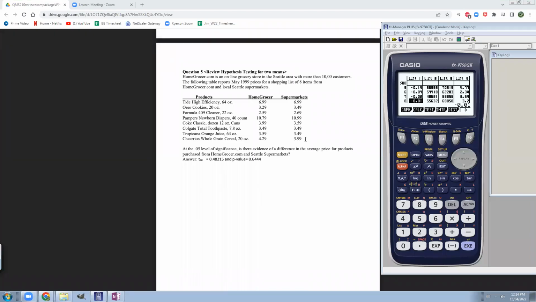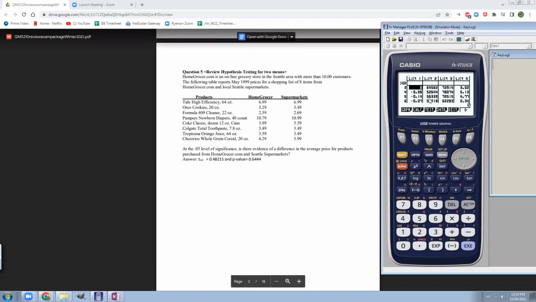Question 5. HomeGrocer.com is an online grocery store in the Seattle area with more than 10,000 customers. The following table reports May 1999 prices for a shopping list of 8 items from HomeGrocer.com and from local Seattle supermarkets. And then here's our data, which I have entered into these lists.